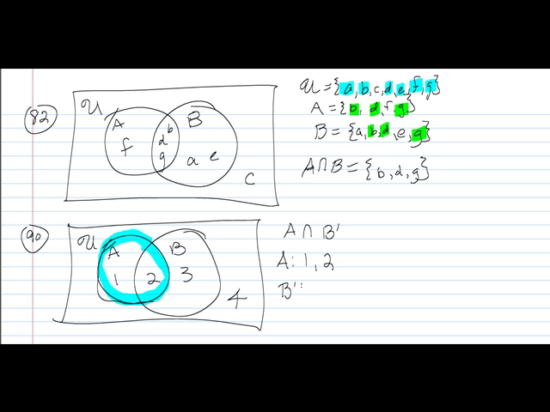B complement, that's everything that's outside of B. So what's outside of B? Here's B. I'm going to circle it in green. What's outside of B? We see 1 and 4. Now we want to intersect the two. What region do they have in common? They both contain a 1. So our answer is region 1. That means we want to shade region 1.